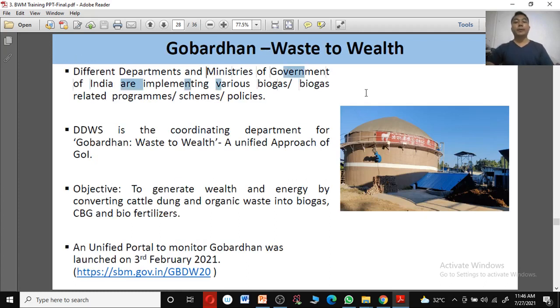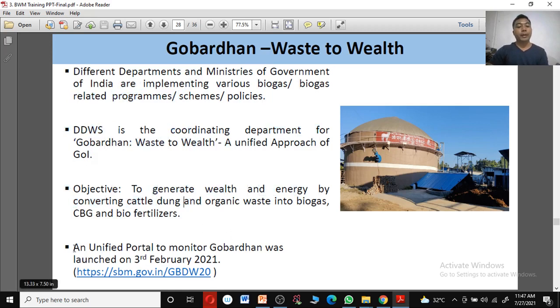Different departments and ministries of the Government of India are implementing various biogas and biogas-related programs. DDWS is the coordinating department for Gobardhan, a unified waste-to-wealth approach of the Government of India. Gobardhan means waste to wealth. That is very important, waste to wealth: to generate wealth and energy by converting cattle dung and other organic waste into biogas and other biofertilizers. So this is a very important concept.